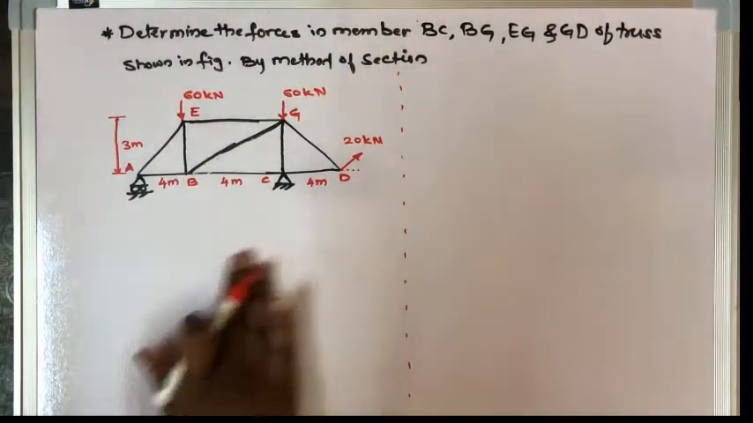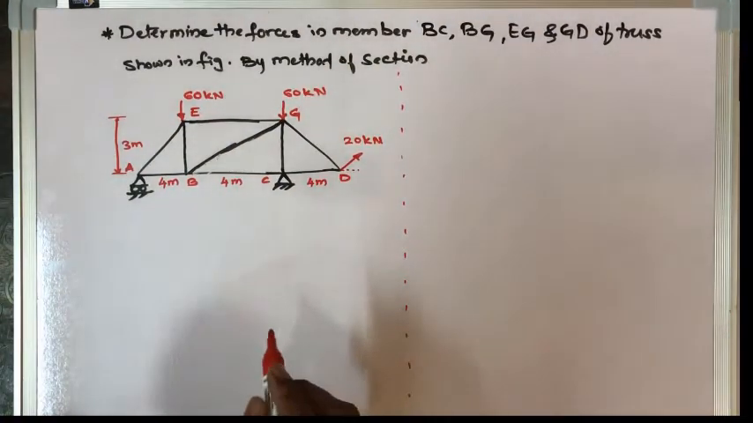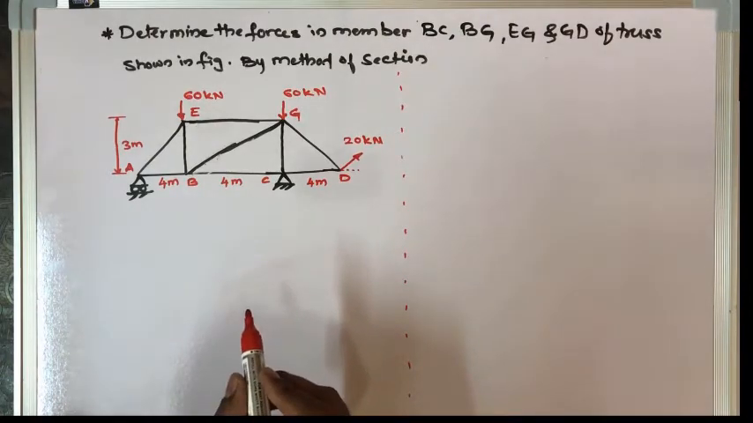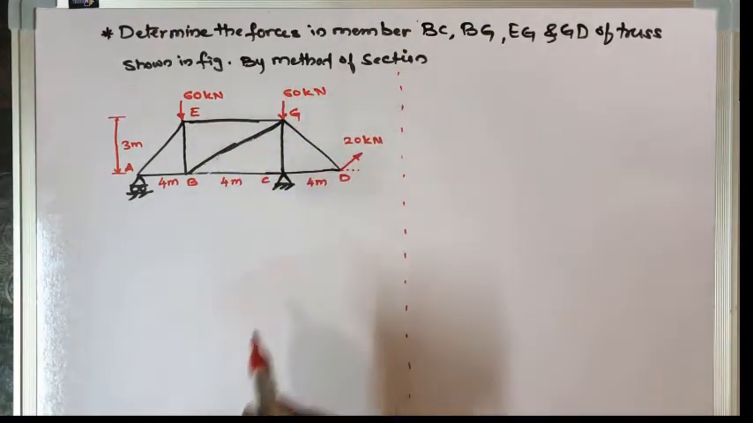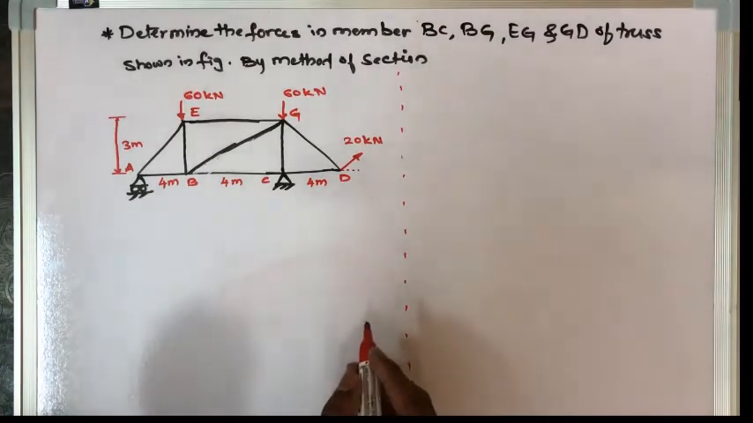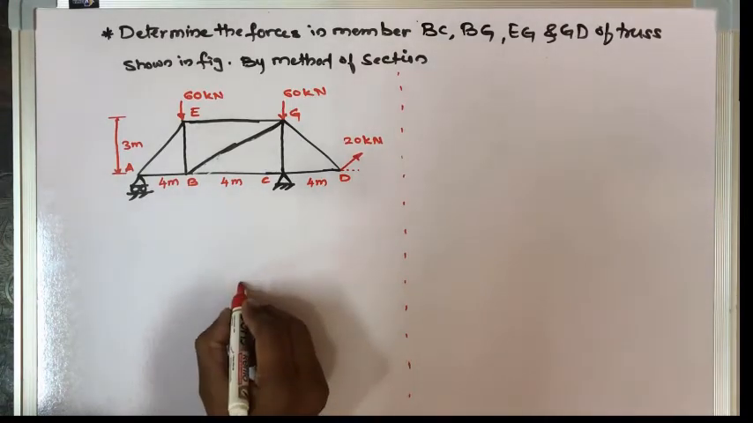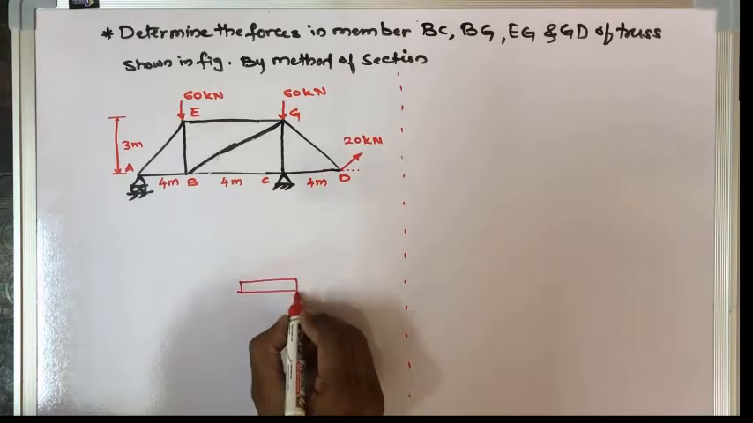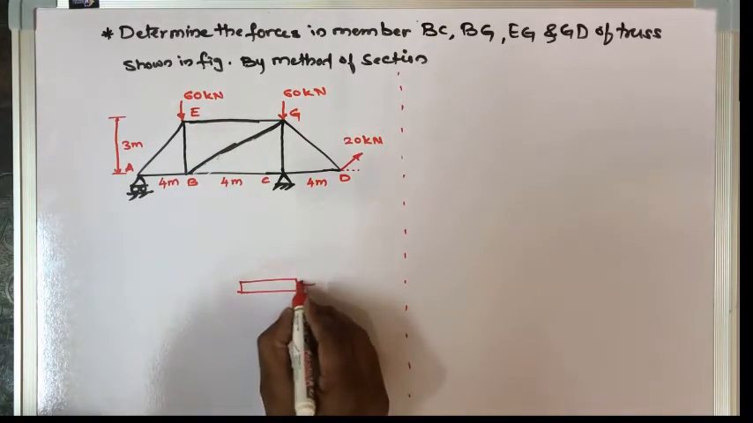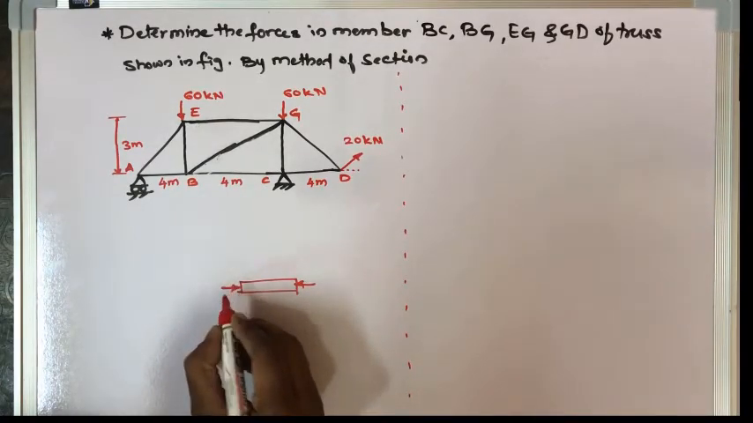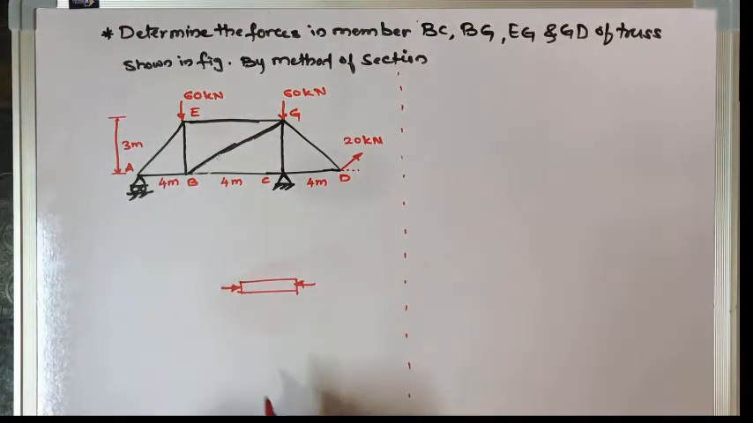So in this video, I will explain one problem on the analysis of simple truss by method of section. Before moving on to the numerical problem, first I'll give you a brief about the notation of compression and tension. We all know that compression is nothing but, if a member is there and I apply an inward force, it will be compression, right?